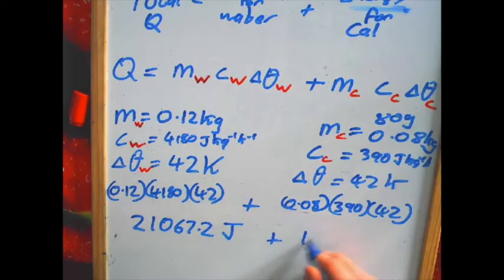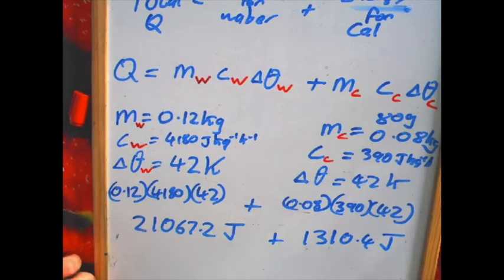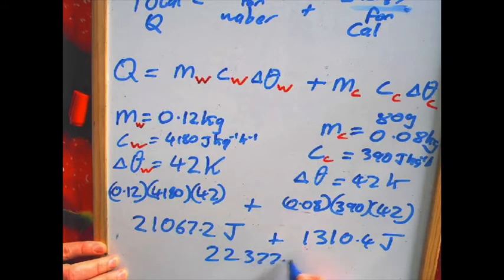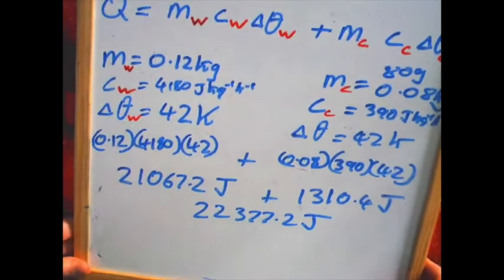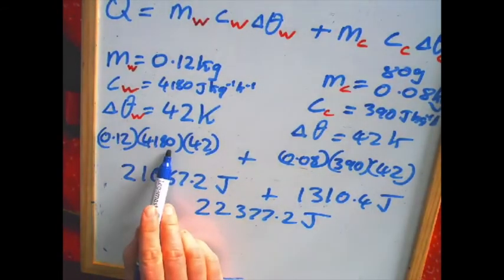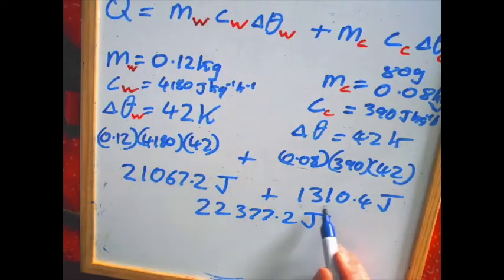And I've cheated a little here, I've done this one earlier, so I can make sure my number makes sense. So for water, I got 21067.2 joules. And for the calorimeter, 1310.4 joules. And that gave me a total of 22377.2 joules.